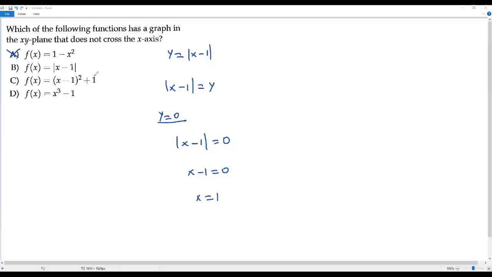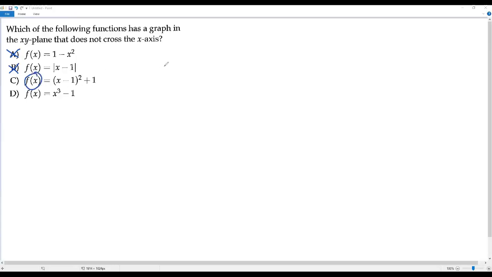Okay, in the function in option B, when I plug in y equals 0, again I'm getting a real value for x, that is x equals 1. So that means the graph of the function in answer choice B crosses the x-axis at the point (1, 0). So the graph of the function in answer choice B also crosses the x-axis, so we can reject option B also. Now let's check option C.